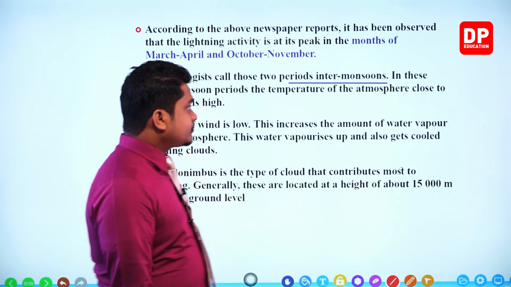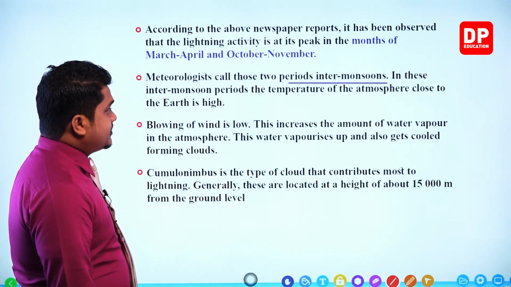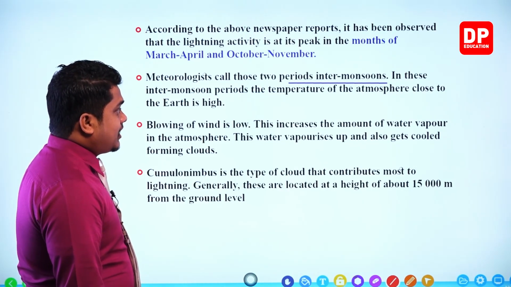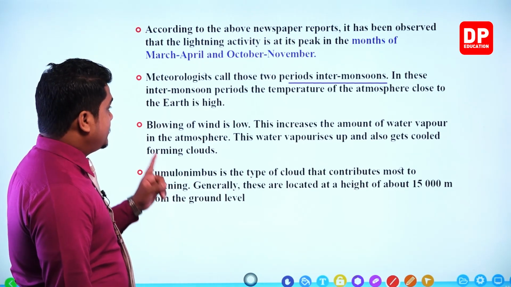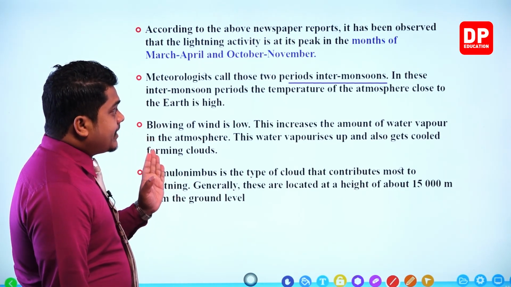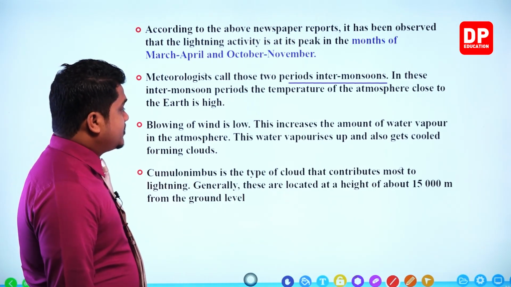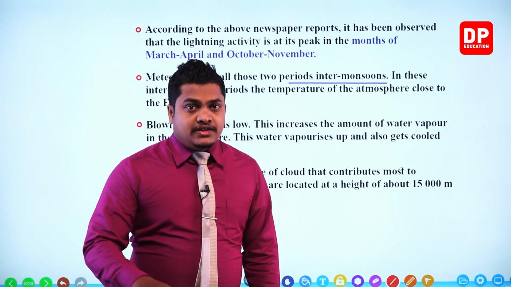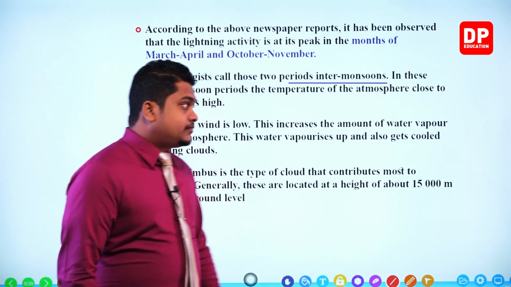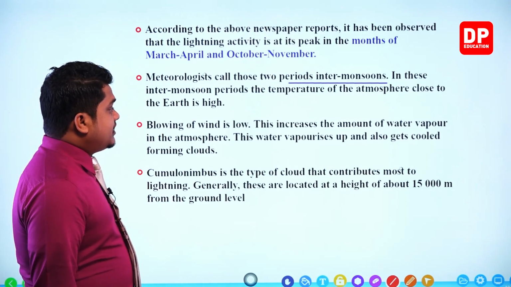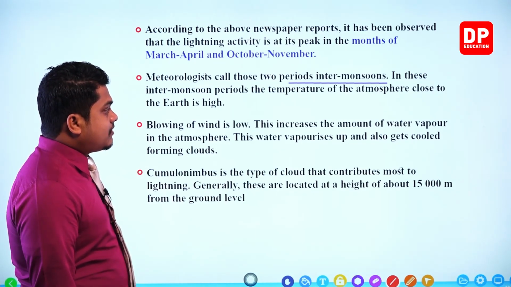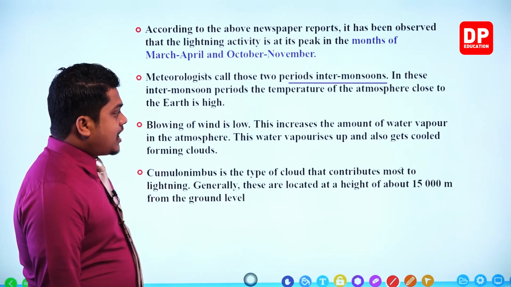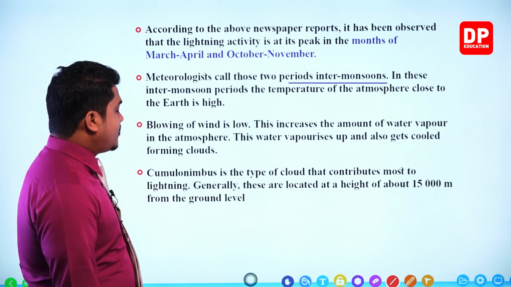Okay, so in these intermonsoon periods, the temperature of the atmosphere close to the earth is high. The other specialty here, my dear children, is that during this intermonsoonal time period, the atmospheric temperature near the surface of the earth is going to be very high. Blowing of wind is low. This increases the amount of water vapor in the atmosphere. This water vapor rises up and also gets cooled, forming clouds.